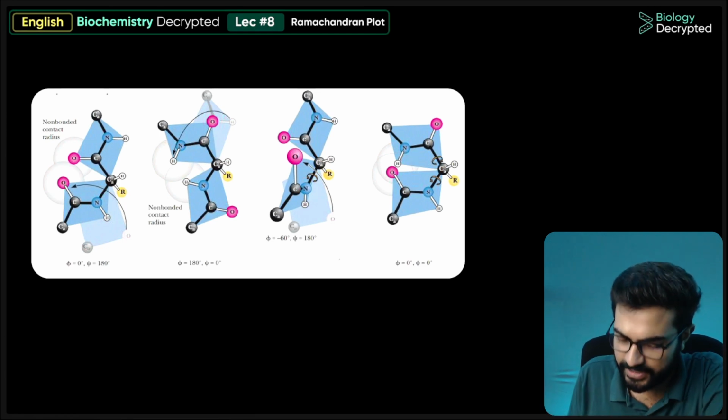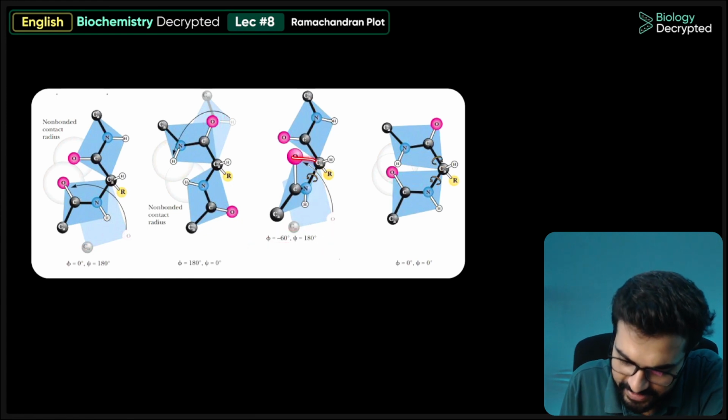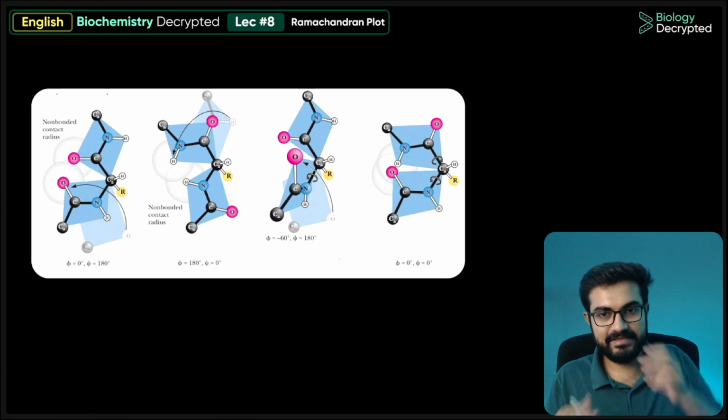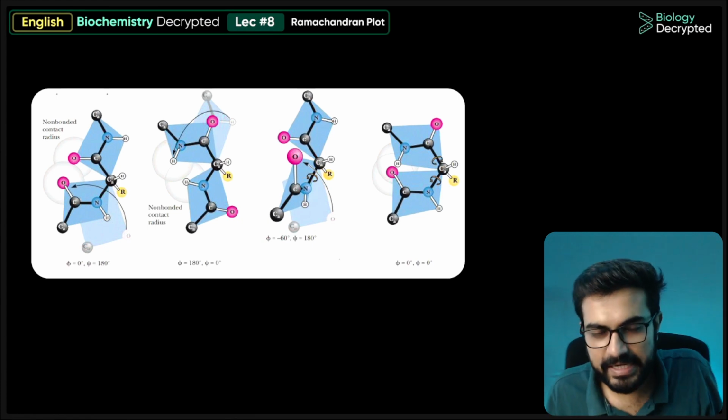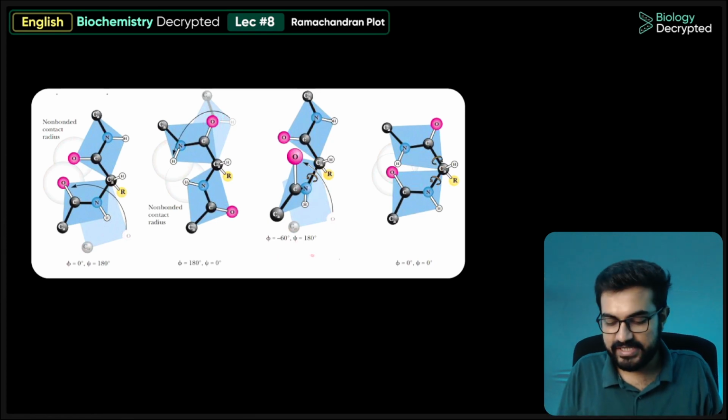Well, if you look at this particular structure, if psi is 180 degree, phi is minus 60 degree, in this case they are far apart. Nothing is colliding as such. And in this case, there is no such steric clash happening. And because of this, this one is a favorable structure.